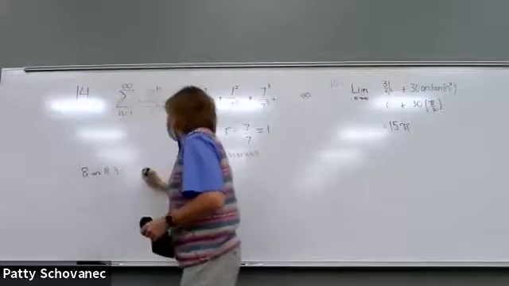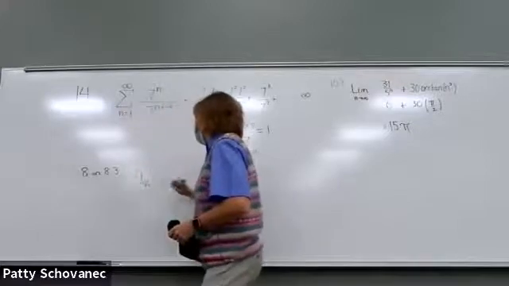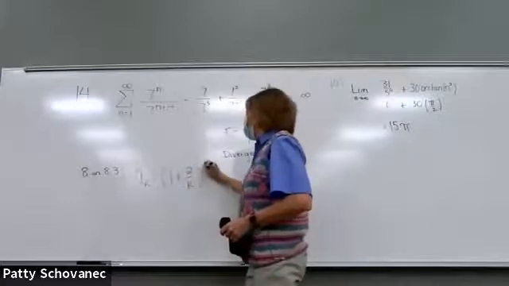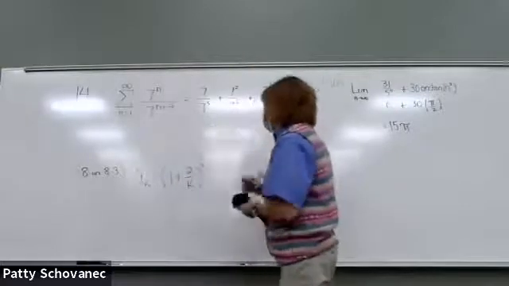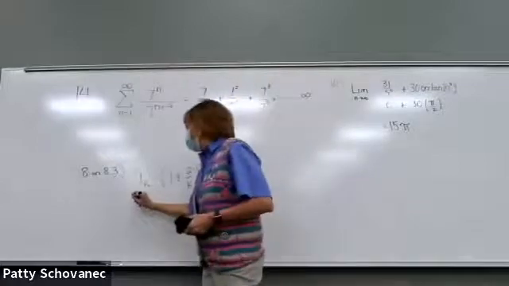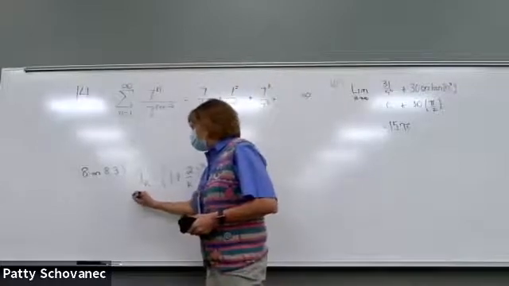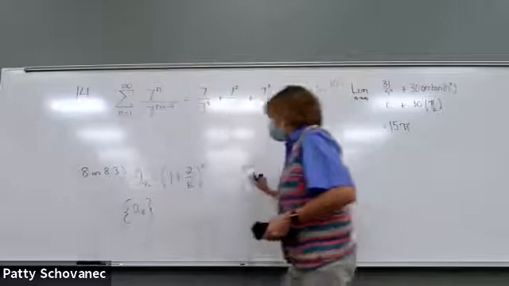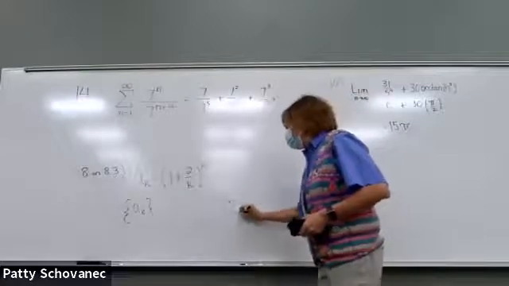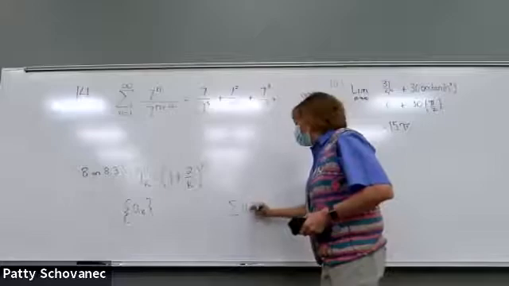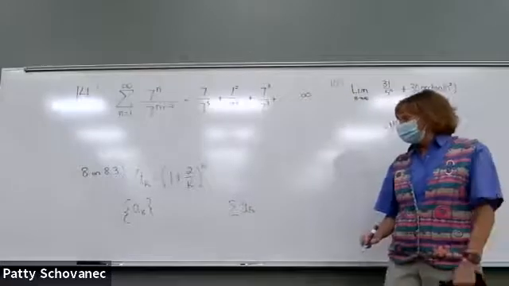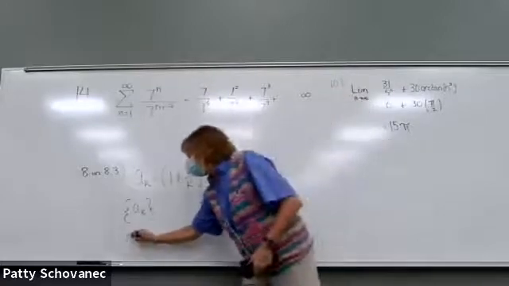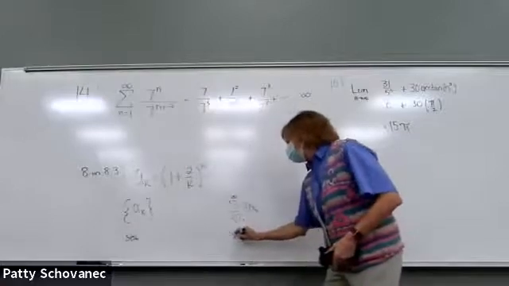Given a_k equals (1 plus 2 over k) to the k. Instructions are: for both of the following examples, establish whether the given series or sequence converges or diverges. Okay. So the sequence is this one, and the series would be this one. So this is the sequence. This is the series.